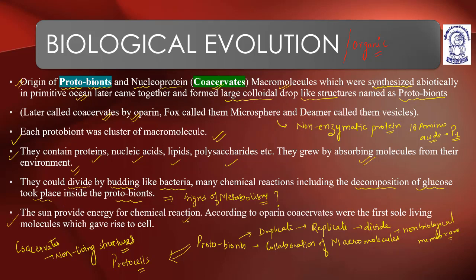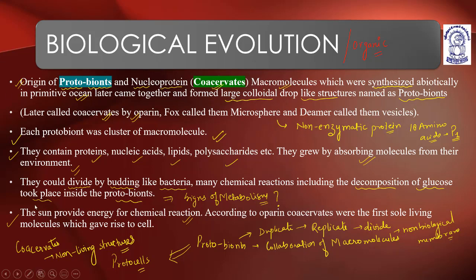The sun provided energy for chemical reactions, and this energy helps to break bonds. So that might be the reason these protocells might not be metabolically active, but because of solar radiation, high gamma exposure and cosmic exposure, bonds can be cleaved and new bonds can be formed. According to Oparin, coacervates were the first living molecules which give rise to the cell. Protobionts, which are collections of macromolecules, are exactly non-living structures, but according to Oparin, they have the potential to become living and can form the living cell. Exactly speaking, a coacervate itself is a non-living structure, but it has some specific molecules which can give rise to the living form.